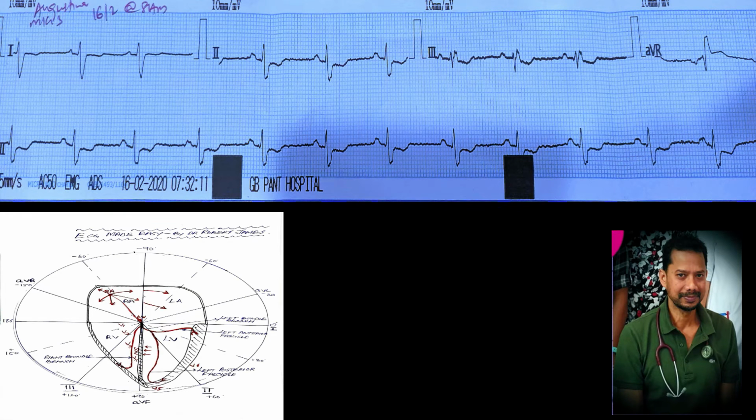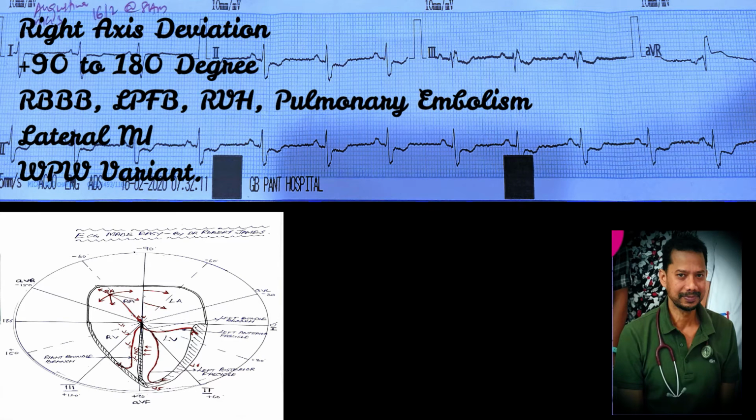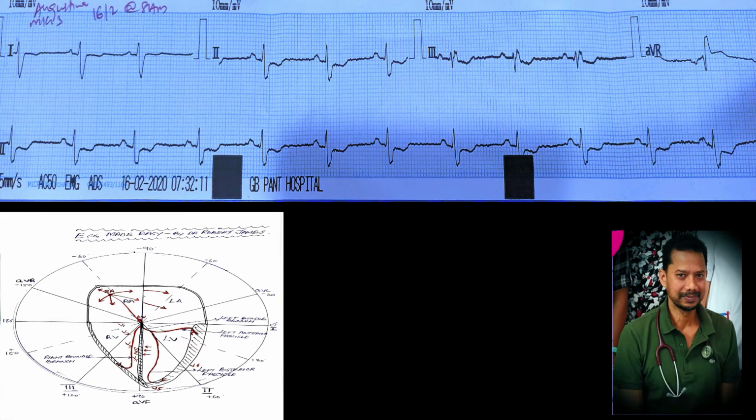Now once you have discovered that the patient has a right axis deviation, then you should think of the causes of right axis deviation. At your level you should remember right bundle branch block, left posterior fascicular block. These two blocks you should always think of. If the QRS is broad and there is a right axis deviation, it is right bundle branch block. If QRS is broad, there is a left axis deviation, that is LBBB. If QRS is of normal duration, there is a right axis deviation, left posterior fascicular block. If QRS is of normal duration, there is a left axis deviation, LAHB, left anterior hemiblock.